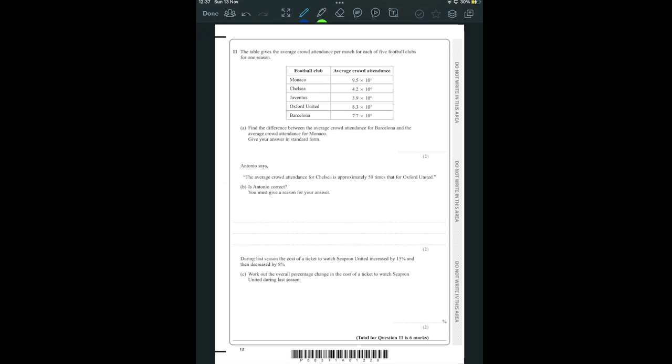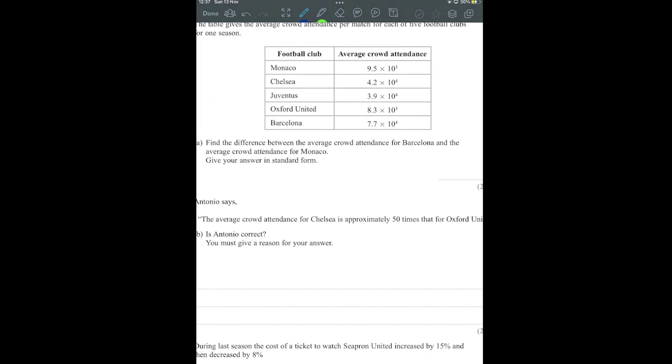Question 11, standard form. We have some information about football clubs and attendance. We want to find the difference between the average attendance for Barcelona and Monaco. Well, if we look, that's Barcelona and Monaco. Barcelona's the bigger one. So I'm doing 7.4 times 10 to the 7.7 times 10 to the 4, subtract 9.3 times 10 to the 3. Again, that's a calculator job. The question didn't specify, so I'm allowed to cheat wherever possible.